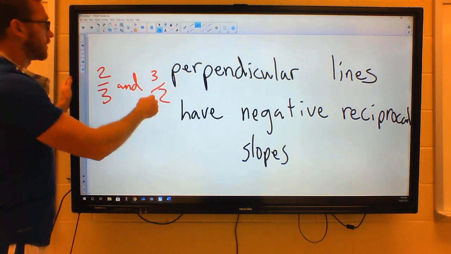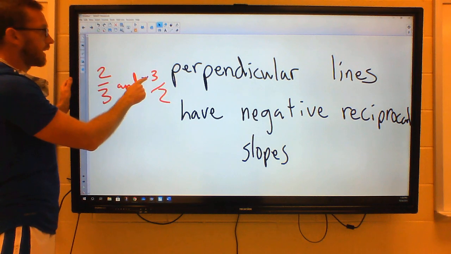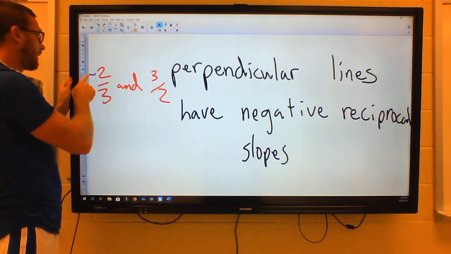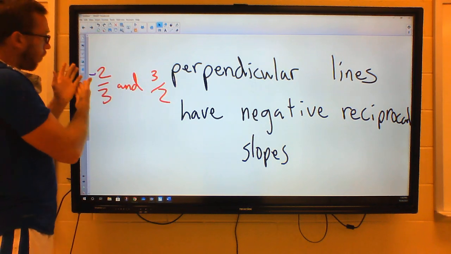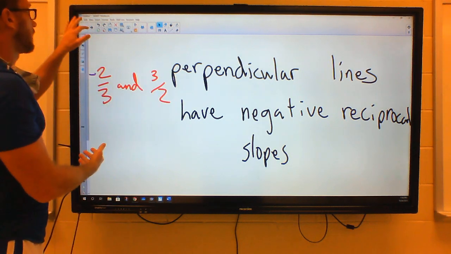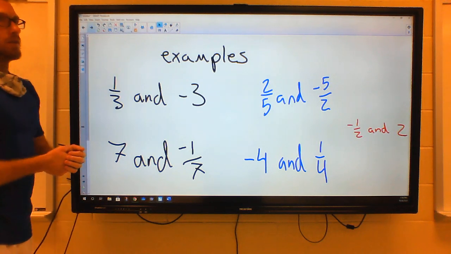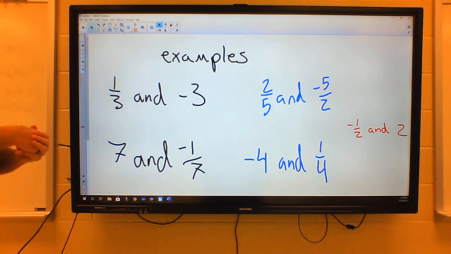But if they're negative of each other, that just means one is negative, the other is positive. So if this one was negative, this one is positive. If this one was negative, that one would be positive. One of our two slopes is positive, one is negative, and they're reciprocals of each other. Here are some examples of slopes that would be perpendicular lines.